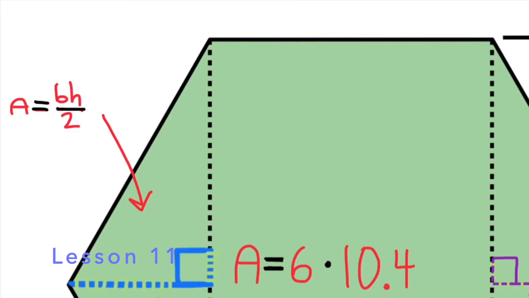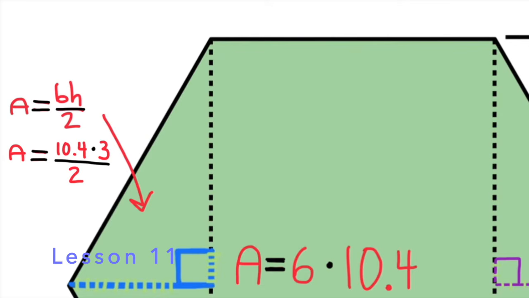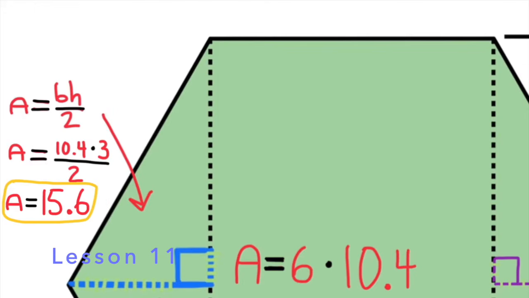To find the area of the triangles, we would multiply base times height divided by 2, or half of base times height. The base is 10 and 4/10 inches, and the height is 3 inches. So 10 and 4/10 times 3 divided by 2, or half of 10 and 4/10 times 3. Half of 10 is 5, and 5 times 3 is 15. Half of 4/10 is 2/10, and 2/10 times 3 is 6/10. The area of each of these 2 triangles is 15 and 6/10 inches.